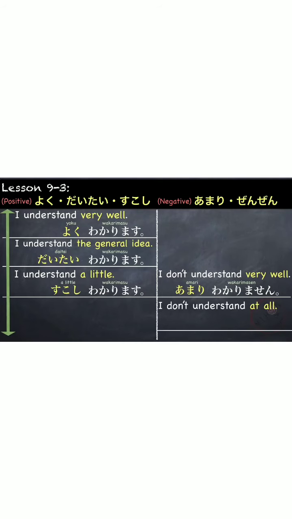And to say, I don't understand it at all, like 0, we say 全然 and then the negative of わかります、わかりません. 全然わかりません. I don't understand at all.